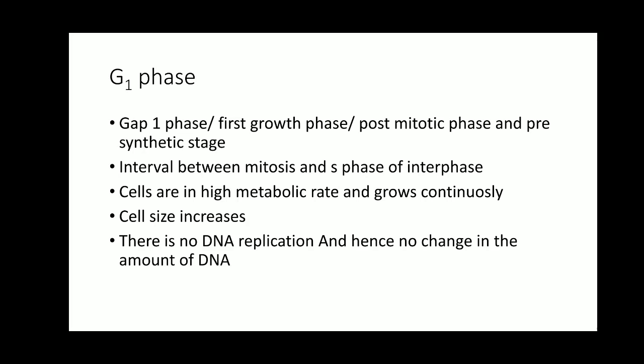The G1 phase is the interval between the mitosis and S phase of interphase. Because before this interphase, the previous phase is the mitotic phase, or cell division phase. And after this G1 phase of the interphase, the next stage is the S phase, or the synthesis phase. So the interval between the mitosis and S phase is known as post-mitotic phase, or pre-synthetic phase. Now the cells are in a high metabolic rate and grow continuously. Why? They start producing different biochemicals that are required for the DNA replication in the next phase, and therefore they grow continuously.